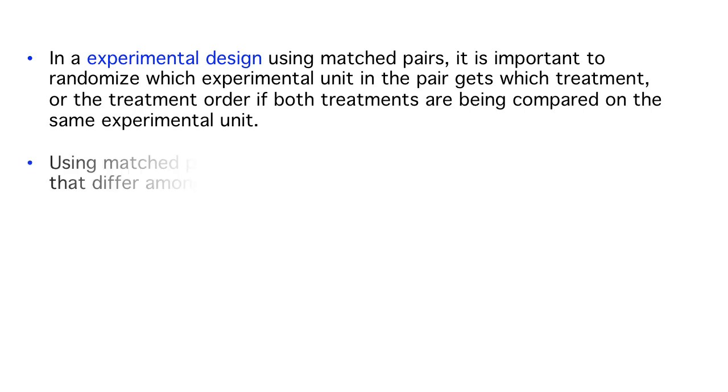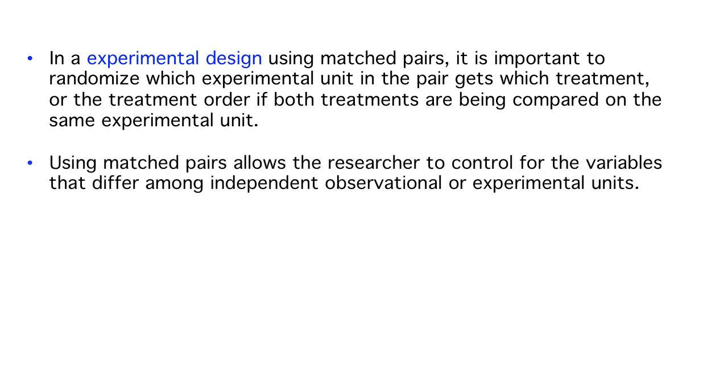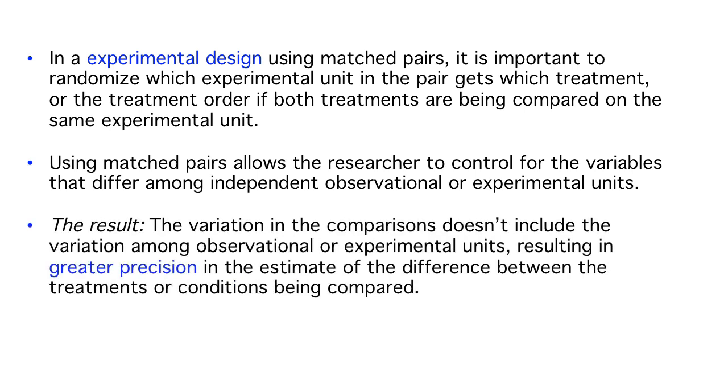Matched pairs is a form of control. We are controlling for all the variables that naturally vary among independent subjects or experimental units or observational units by making our comparisons within these subjects or units. As a result, there is less variability or greater precision, and thus more power in our tests and narrower confidence intervals in our estimate of the difference between the treatments or conditions being compared.